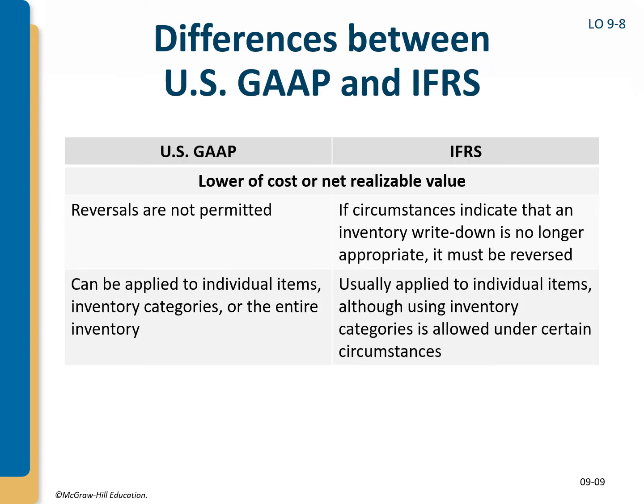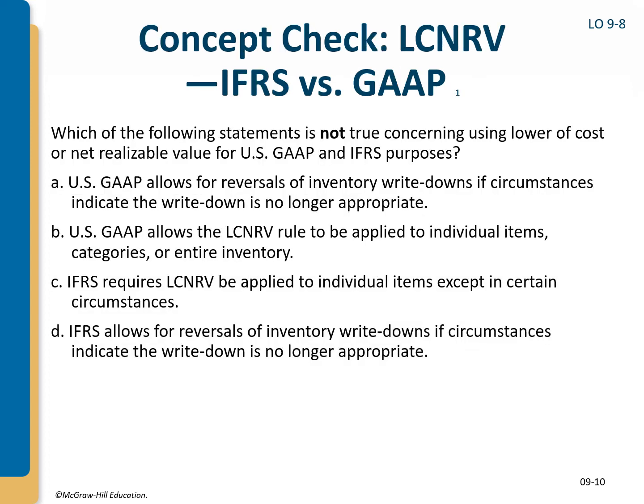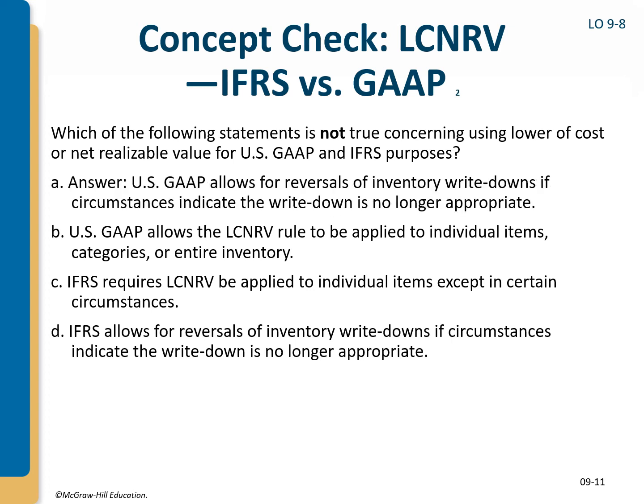Here are some differences between GAAP and IFRS. US GAAP, we don't allow for reversals of write-downs. We could go by individual items, categories, or the entire inventory. IFRS usually is applied to individual items. So there's some differences. I'm just going to give you the answer there and keep going. We just talked about that.